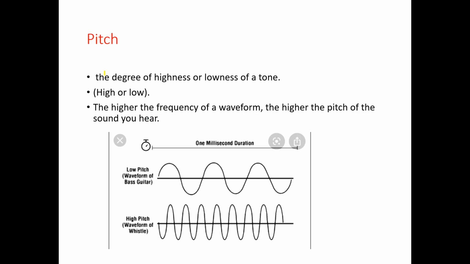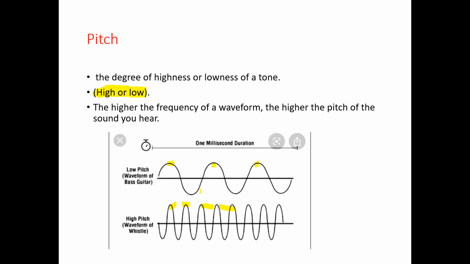Now, pitch. The definition of pitch is the degree of highness or lowness of a tone. We use pitch to represent how high or low the sound is. Now, if you look at these two different waves, the main difference between them is the number of waves. Here we have 1, 2, 3, and here 1, 2, 3, 4, and so on. So the question will say, what is the difference between these two waves?